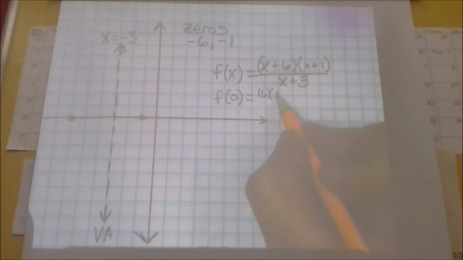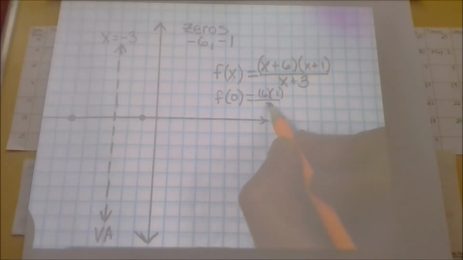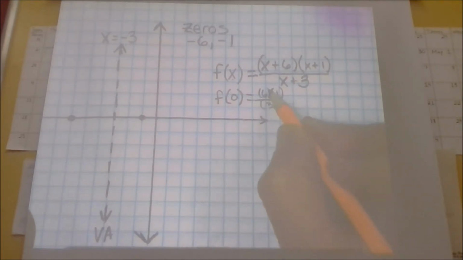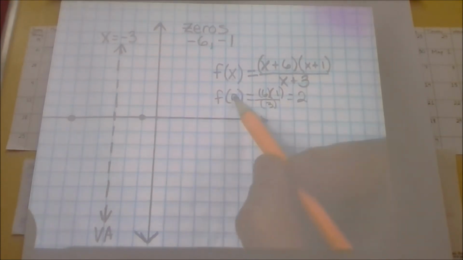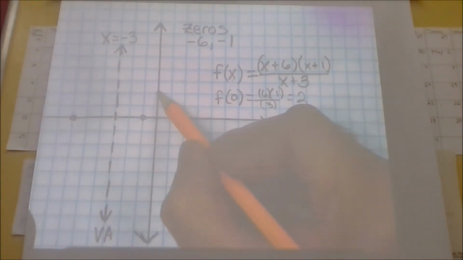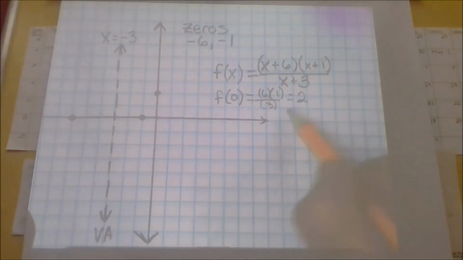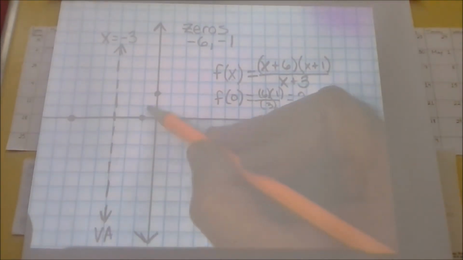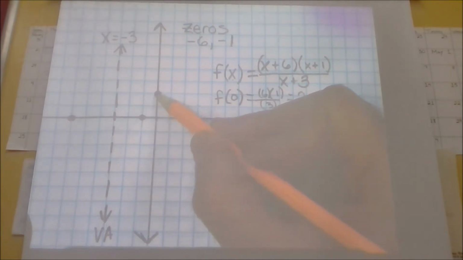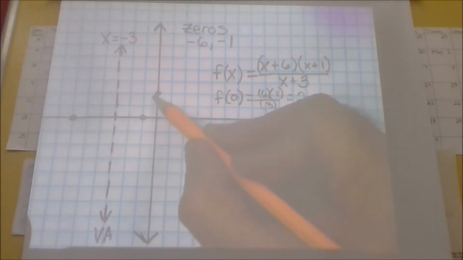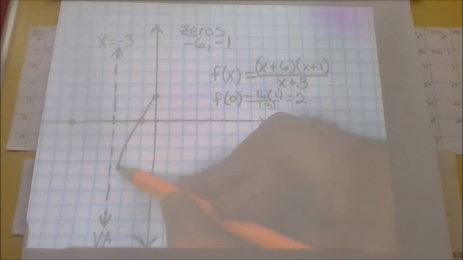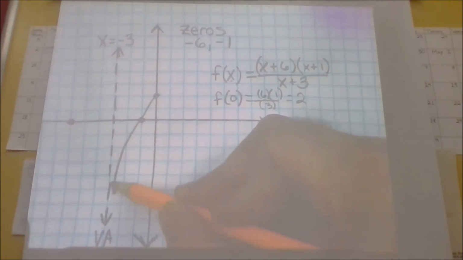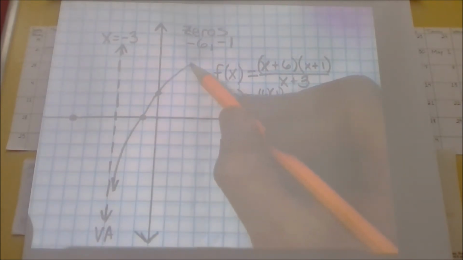That gets us 6 times 1 over 3, which is 6 over 3, which is 2. So f of 0 is 2. So when x is 0, y is 2. And now I can start to say, well, it's approaching this asymptote. And so now I'm just going to let that curve approach the asymptote. And I don't know where it's going.